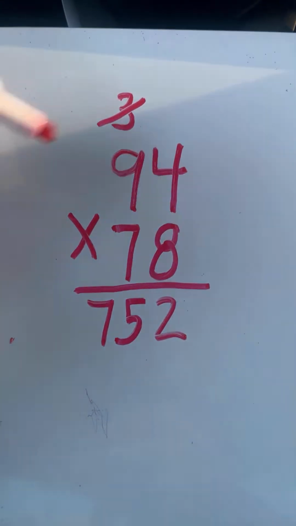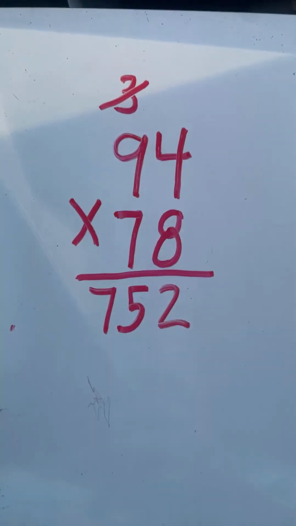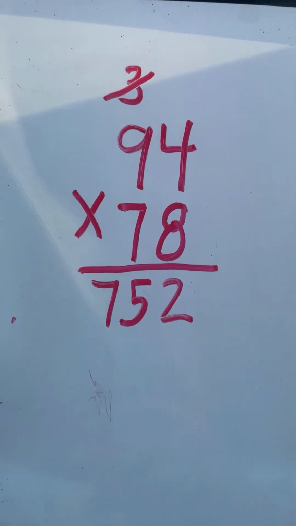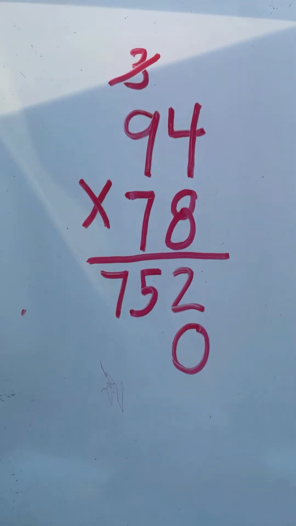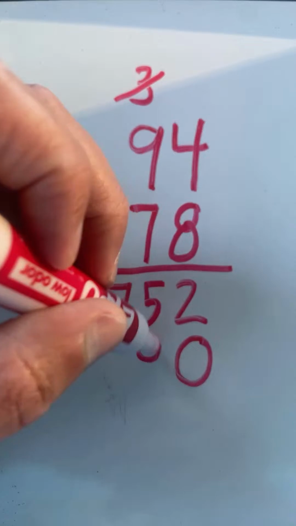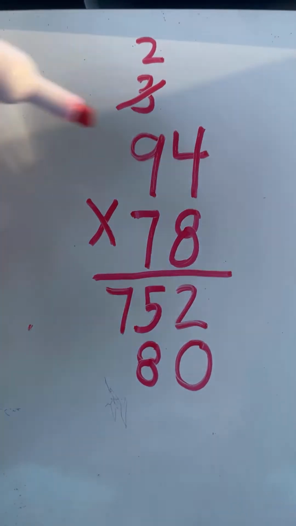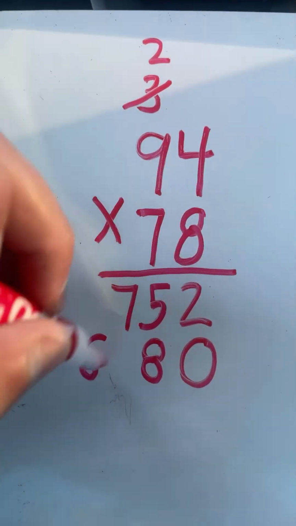So next we have to multiply the top 2 digits times the bottom digit in the tens place. Since both digits in the ones place have been multiplied, we're going to put a 0 in the ones place. 4 times 7 equals 28. 8, carry the 2. 9 times 7 equals 63, plus 2 equals 65.